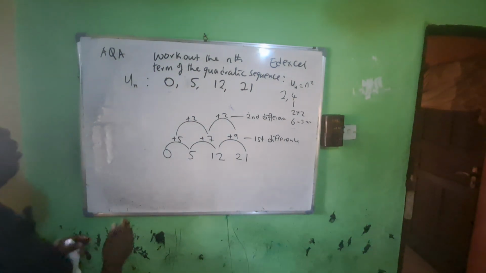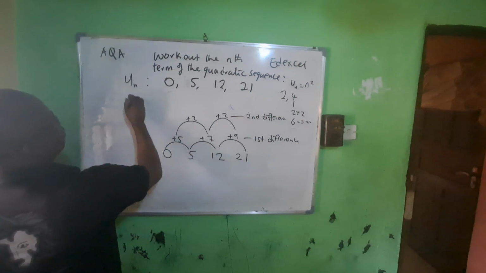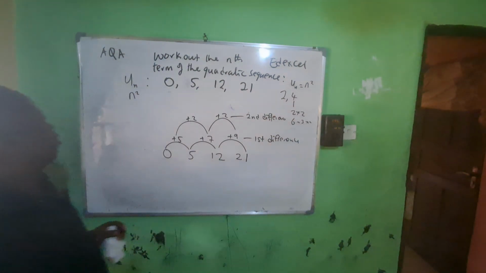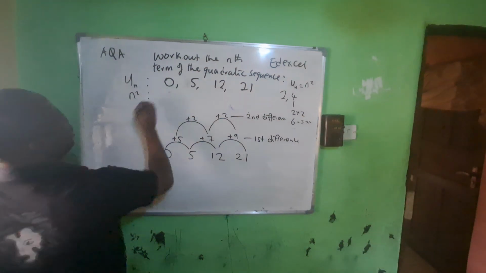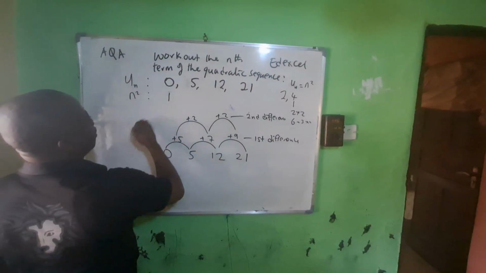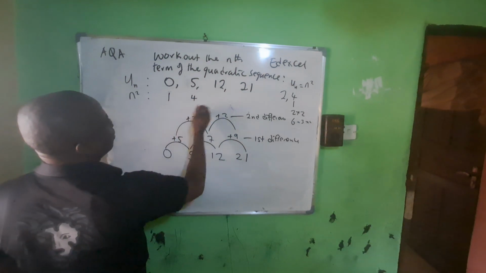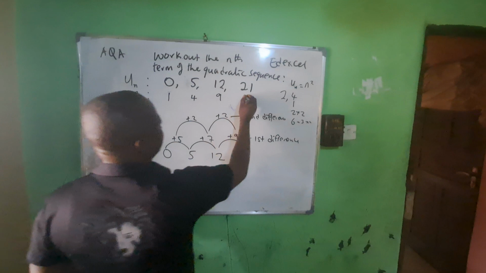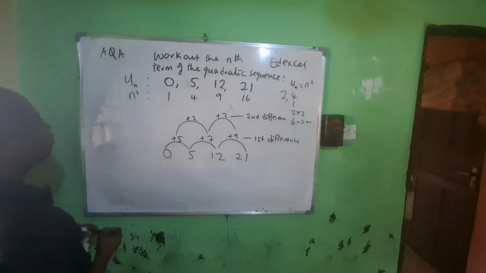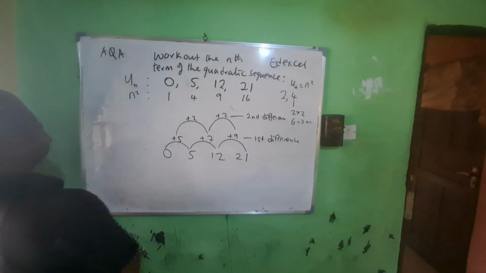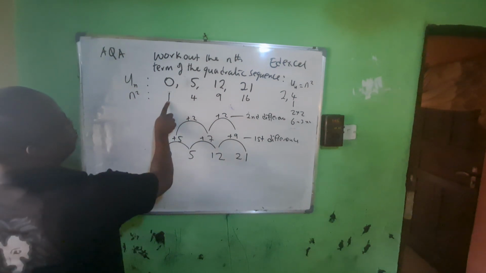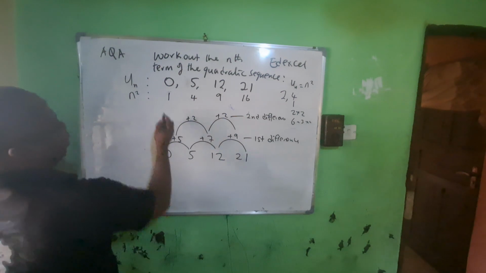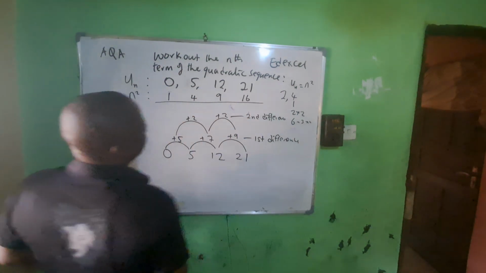Now, we know the quadratic sequence is n squared. If n is 1, this is 1. If n is 2, this is 4. If n is 3, 9. If n is 4, this is 16. And on and on. Now, how do I move from the quadratic sequence n squared to the main sequence whose nth term we are to determine?